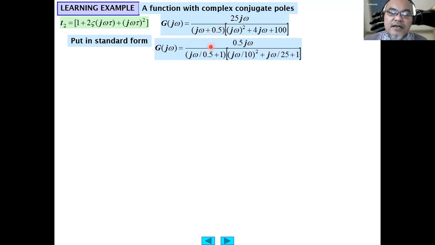This becomes j omega over 0.5 plus 1. So this is divided by 0.5 as well. This becomes 0.25 divided by 0.5, divided by half, is 50, but then we divide by 100 here to make it into 1. 50 divided by 100 equals 0.5 j omega. So after dividing by 100, this becomes j omega divided by 10 squared. This becomes 4 divided by 100, so j omega divided by 25.